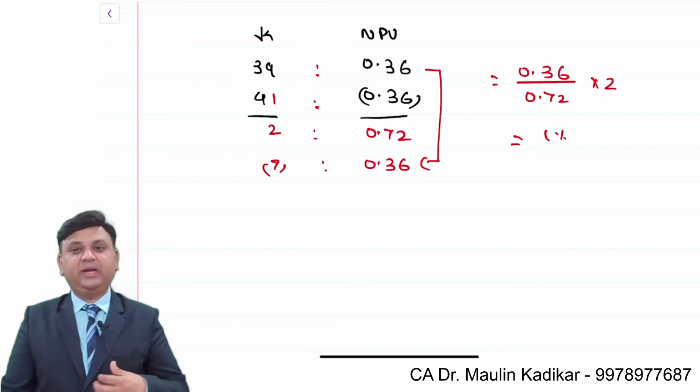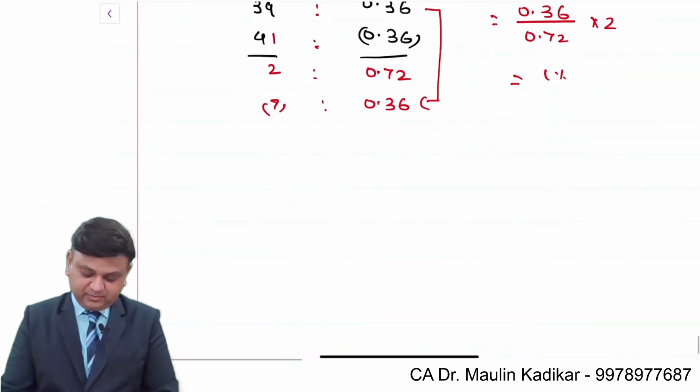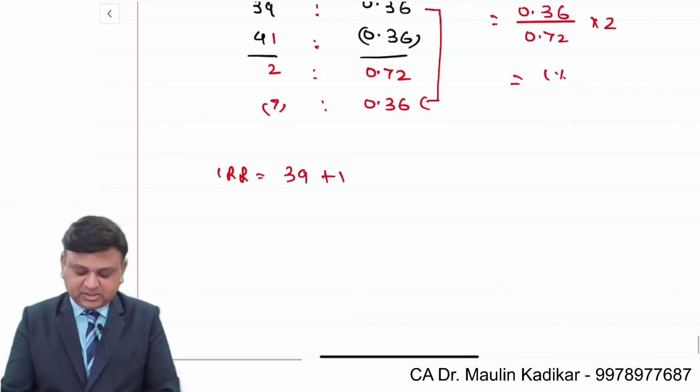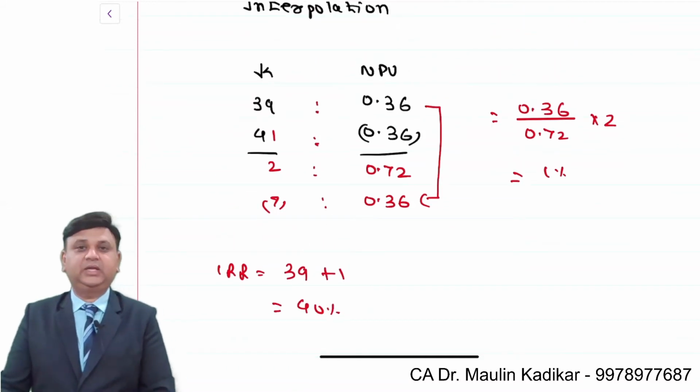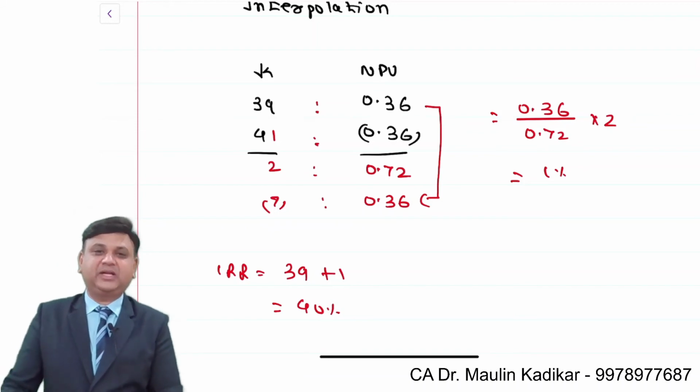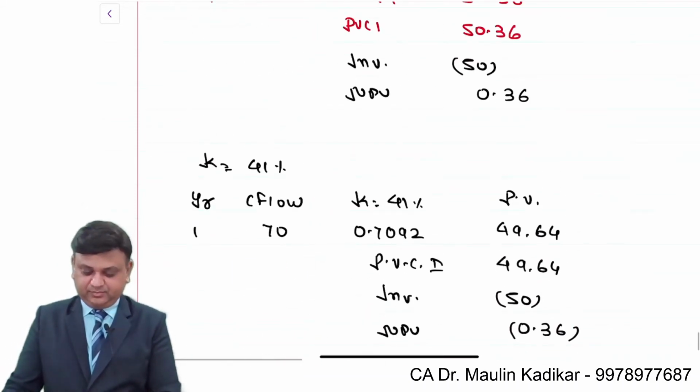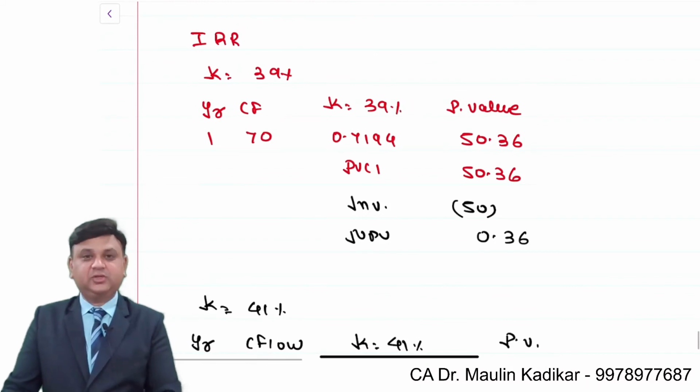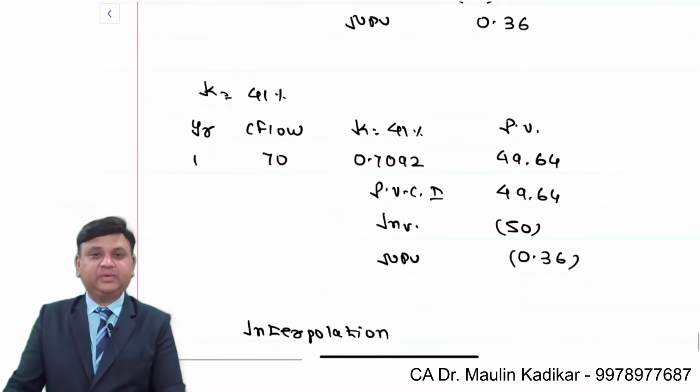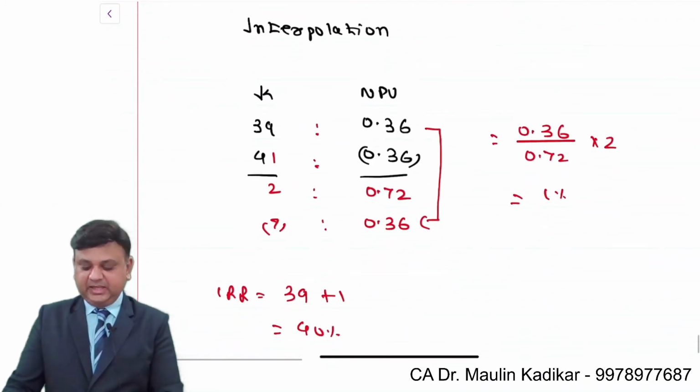It is required to be added to the lower cost of capital. So IRR is 39 plus 1, 40%. This is the way you are required to make the calculation of IRR. So first of all, 39% NPV, 41% NPV, and then interpolation.